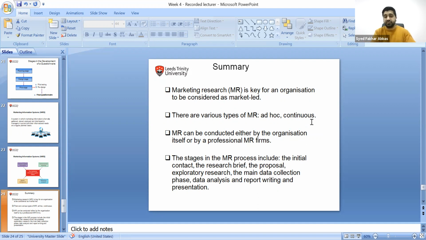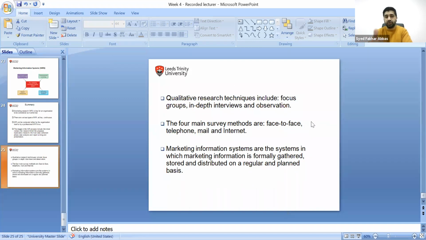The stages in the market research process include the initial contact, the research brief, the proposal, exploratory research, the main data collection phase, data analysis, report writing, and then presentation. These are all details we have to keep in mind when doing market research. We already discussed qualitative research. Qualitative research techniques include focus groups, in-depth interviews, and observations. There are 4 different types of surveys: face-to-face, telephone, email, and internet.